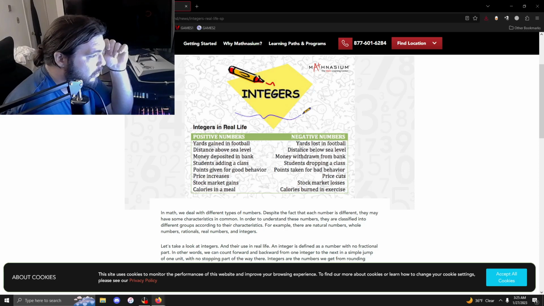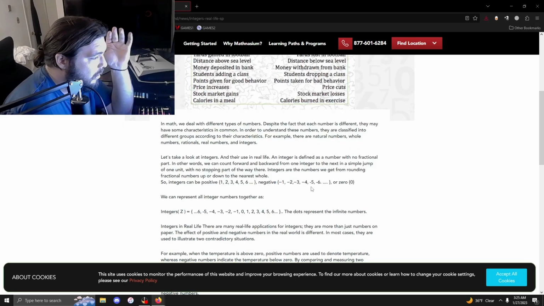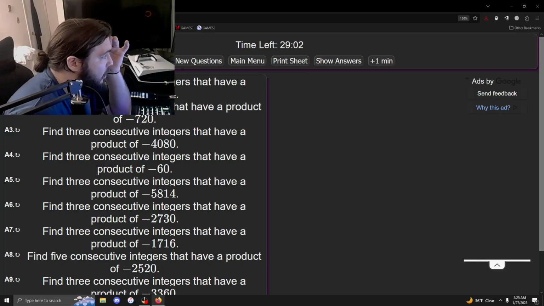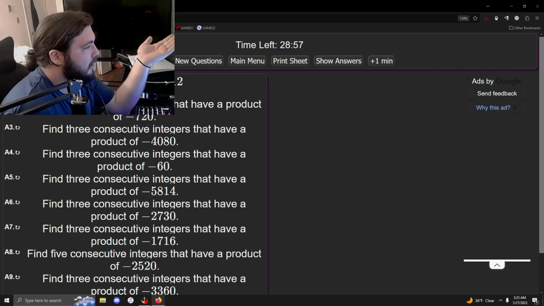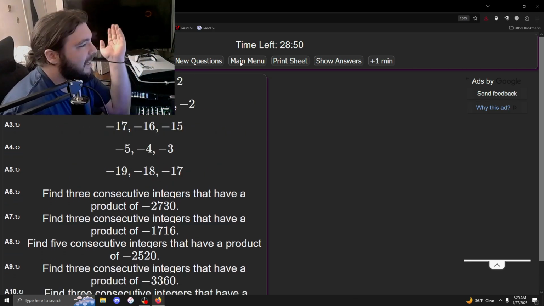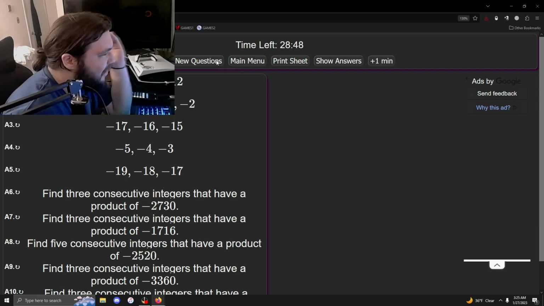Integers in real life, integers z, but what is it talking about here? Three consecutive integers. How are you supposed to know that? This doesn't even make, I can't even fathom this.